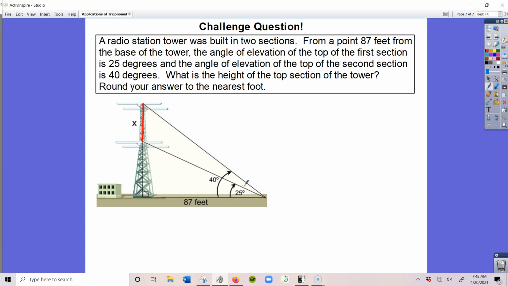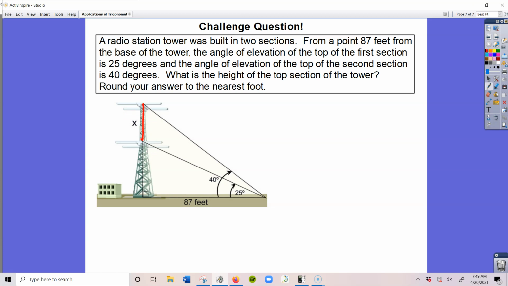Instead, what we do have is this larger triangle here and this smaller triangle here. So what we can do is find the height of the entire thing using the big triangle, find this missing height here, which is the little triangle, and then to find the remaining side, which is the X, we can subtract. So let's start off by doing that.